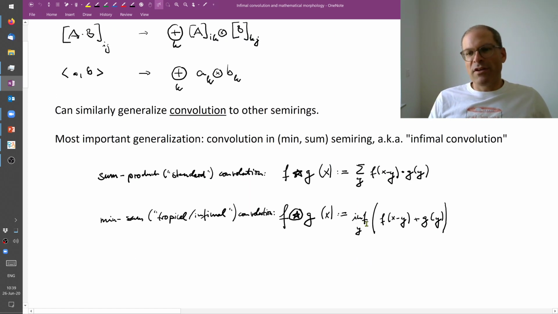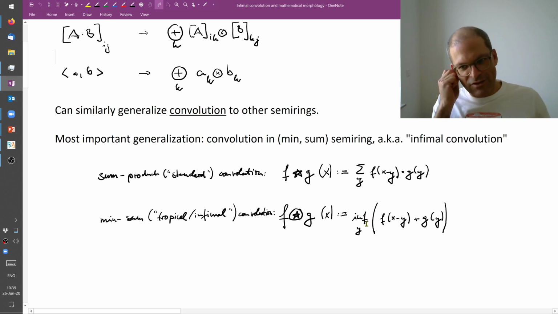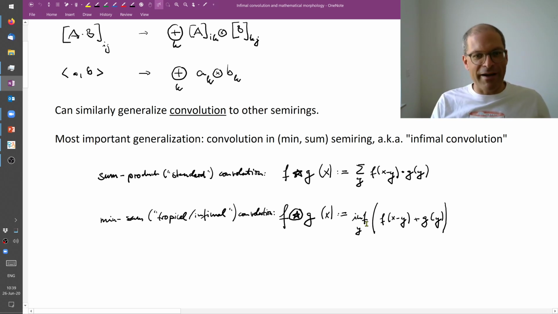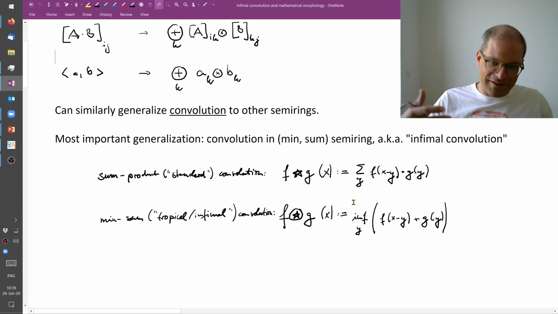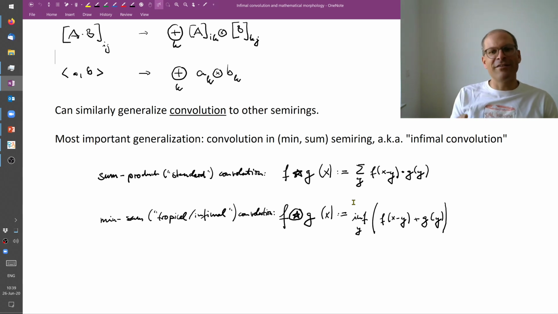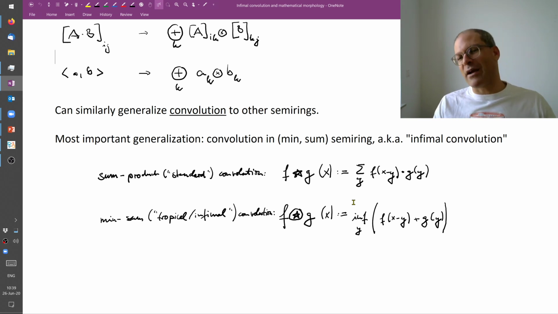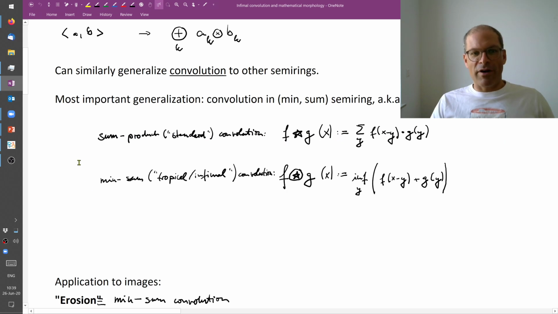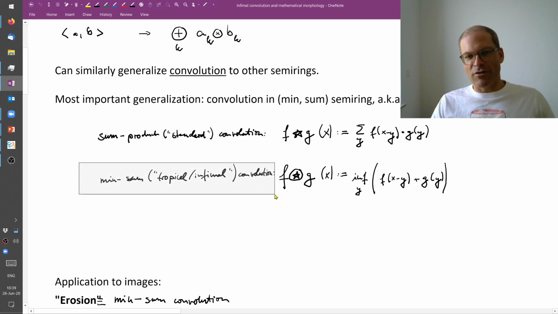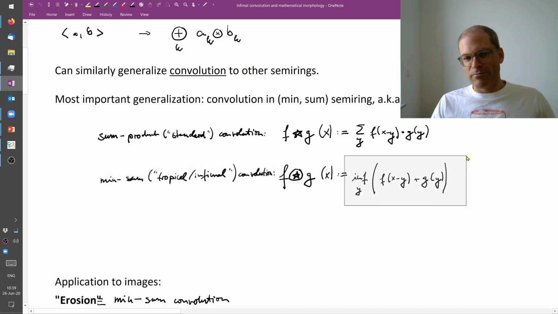Infimum is used here just because we're dealing with plus and minus infinities, and this gives you a cleaner treatment, since the minimum doesn't exist if we have minus infinity. At least in this field where convolutions are used, people prefer writing inf rather than min. Okay, so I can define a min-sum or a tropical or an infimal convolution like so.